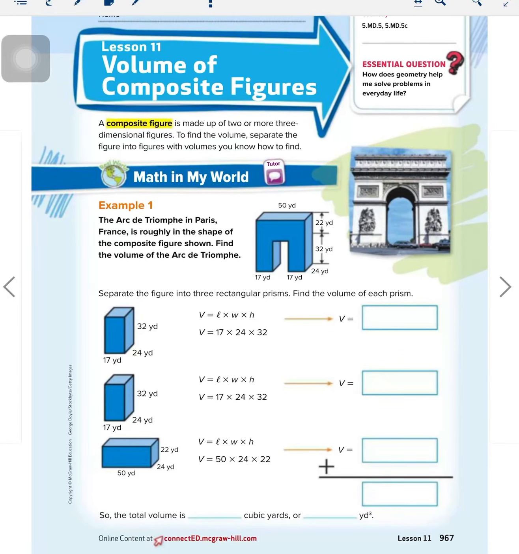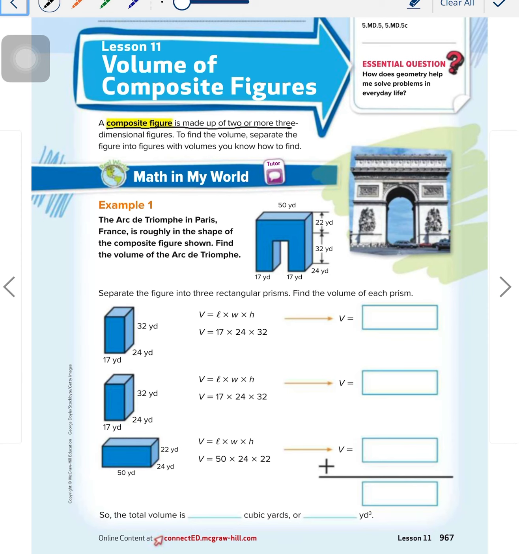Today we're doing lesson 11 of chapter 12, and we're looking into the volume of composite figures. And you're like, Miss Milligan, what on earth is a composite figure? Well, my friends, a composite figure is made up of two or more three-dimensional figures. So in order to find the volume of them, we have to separate the figures into figures whose volumes you know that you can find. So we're basically breaking it up into smaller rectangular prisms, okay? If you're still confused, I'll show you, okay?